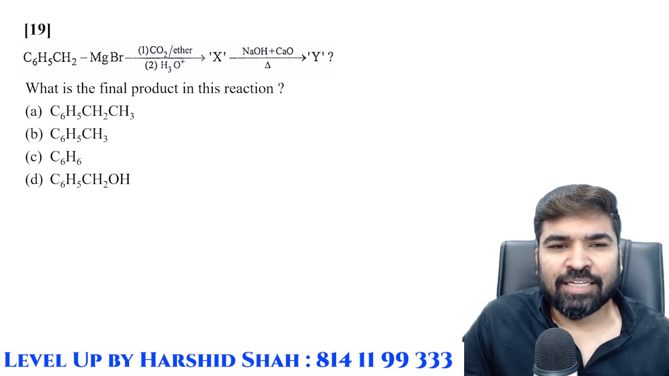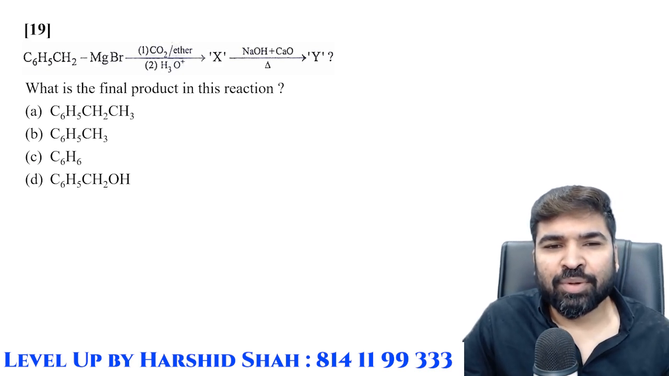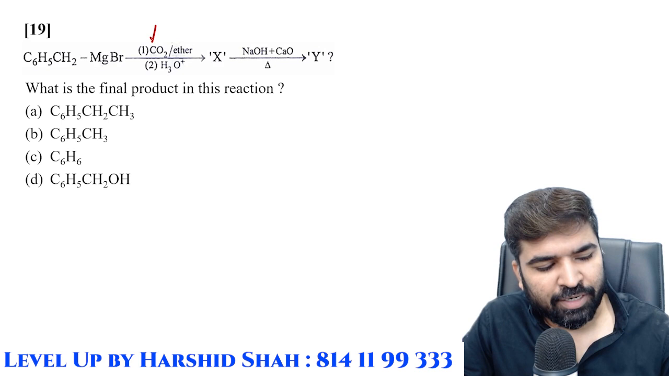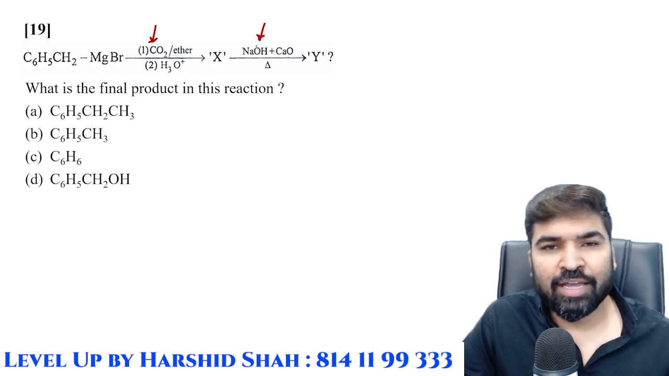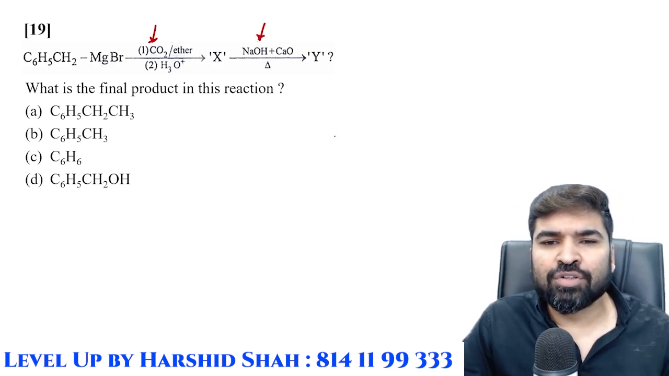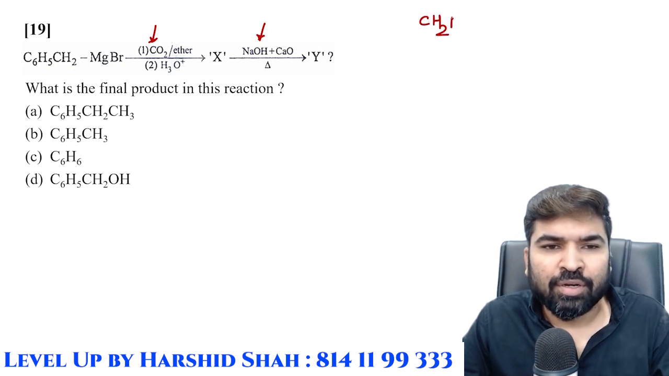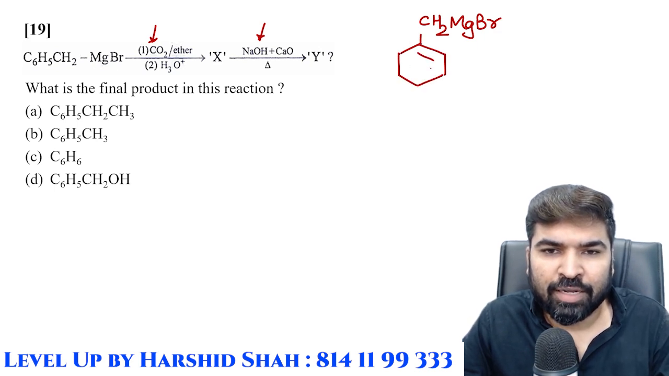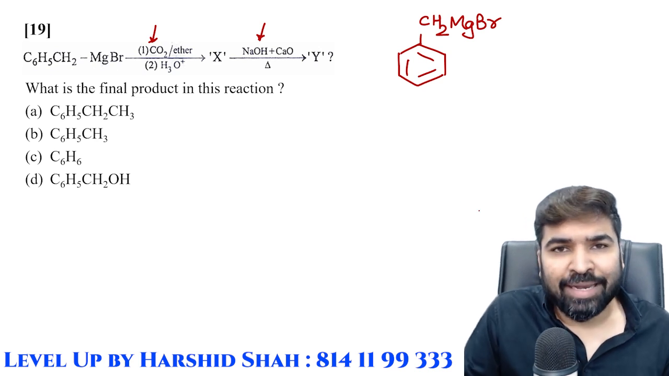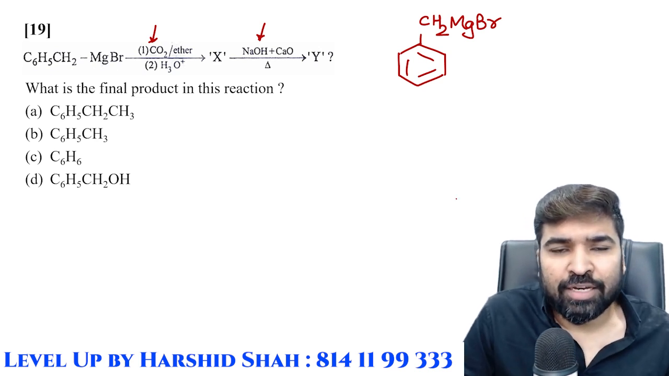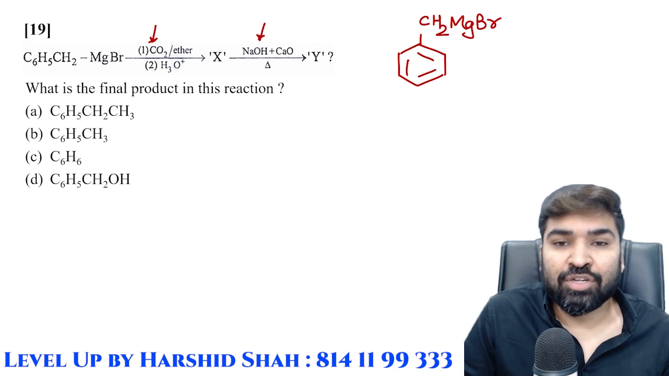Number 19, there is benzene plus CH2MgBr with carbon dioxide and ether, and then we have NaOH and CaO. So first of all, on the benzene you have CH2MgBr, which means the phenyl has a methyl group and we have added MgBr to it. You can say tolyl magnesium bromide.